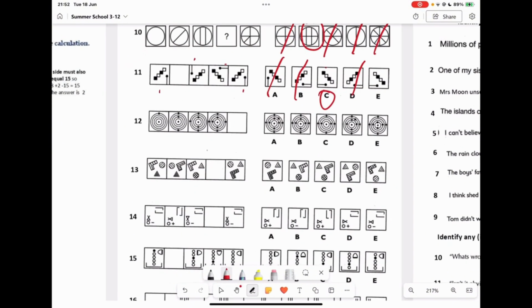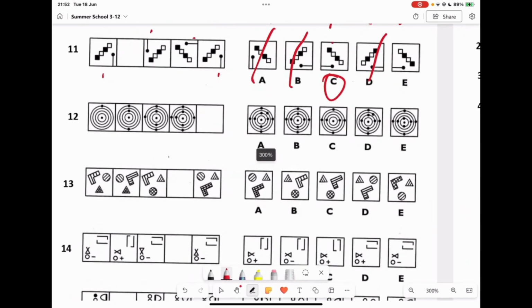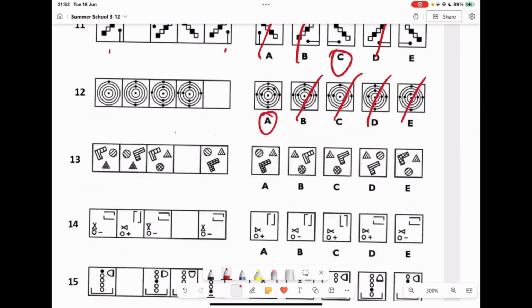Okay, so for question 12, we can see that the number of dots on the lines are going to be increasing by 2 each time. So given that it's increasing by 2, it goes 1, 3, 5, and then 7. So this time we can expect 9. So it could be A, it can't be B, it can't be C. For D, no, and E, no. So A.